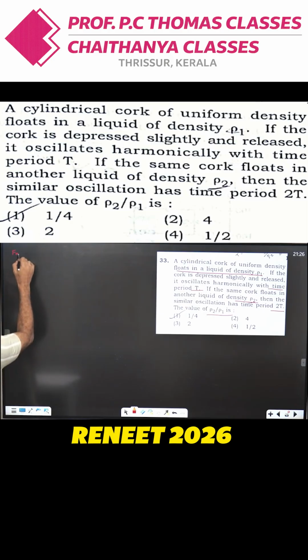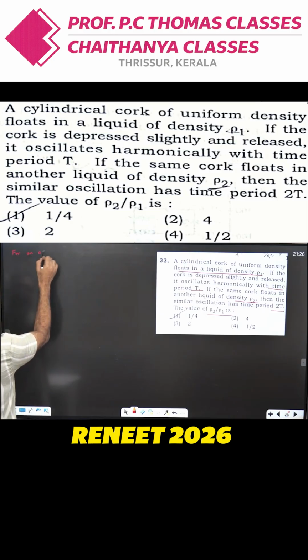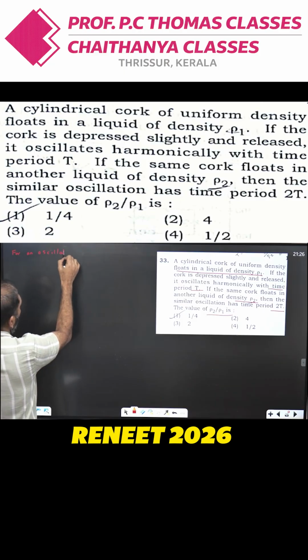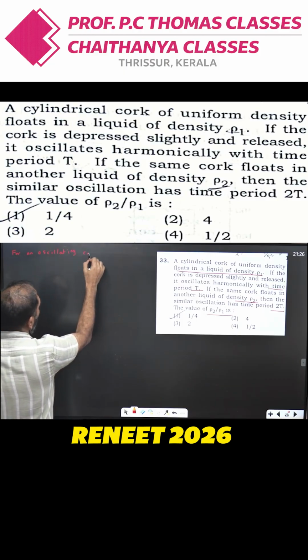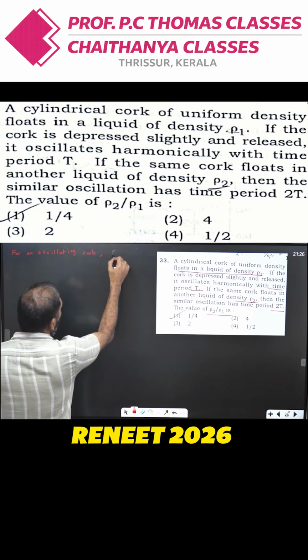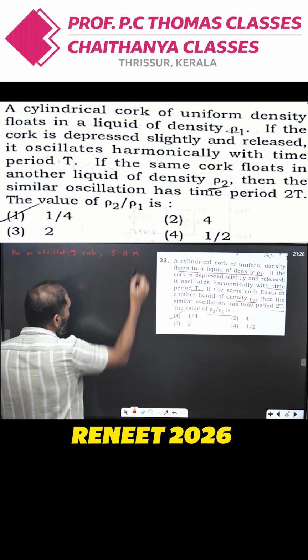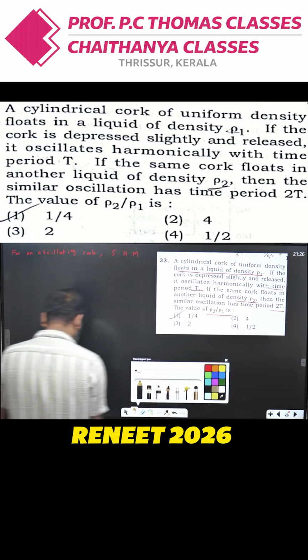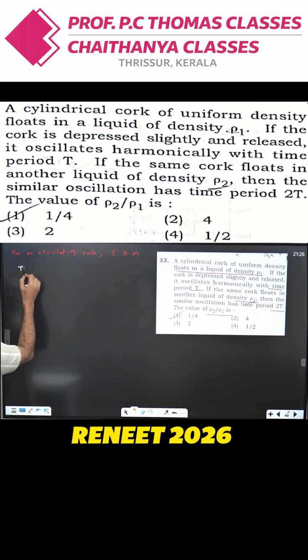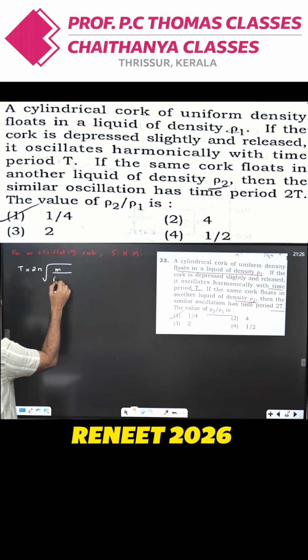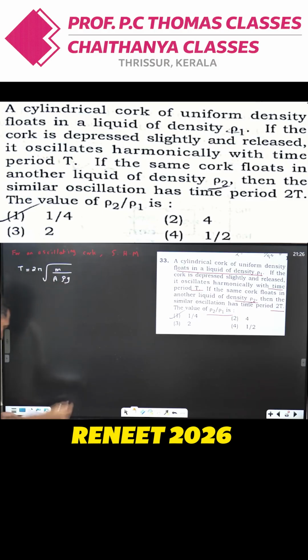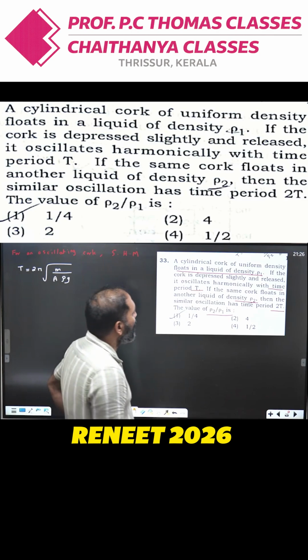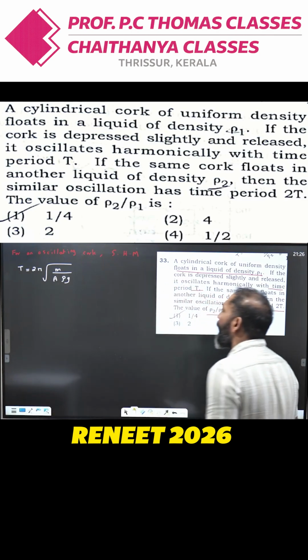For an oscillating cork, the motion will be what? Simple harmonic motion. What is the time period formula? T equals 2π root m by Aρg. Any doubt? T equals 2π root m by Aρg.